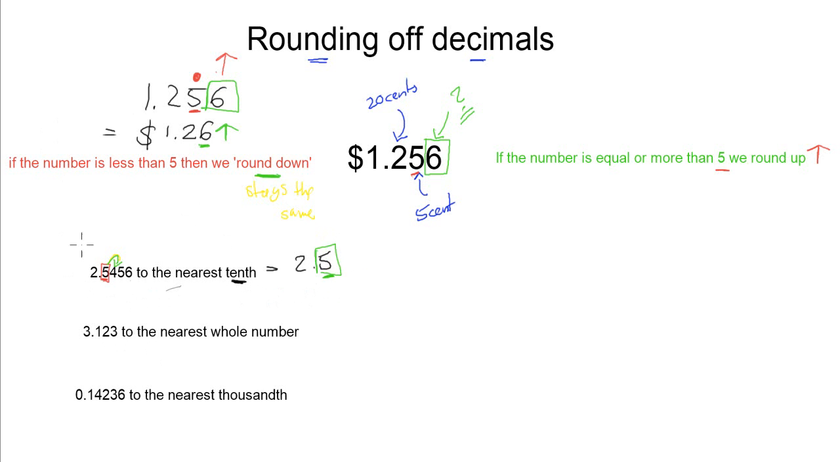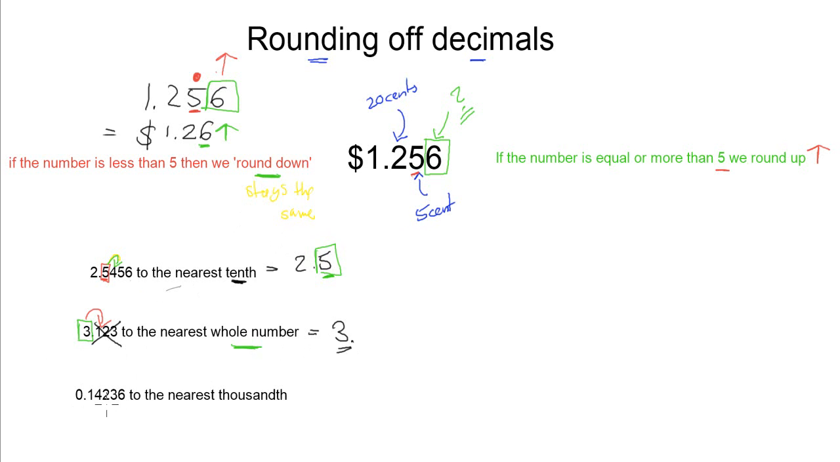Alright, so how about 3.123 to the nearest whole number? Remember, the whole number is the number before the decimal point. So we have to get to the nearest whole number. What's behind the whole number? In this case, we have a 1. So the same thing: if it's less than 5, we round down, which means the number stays the same. So 3.123 just becomes 3, because this is our nearest whole number, rounded down, since we haven't gone up. Rounding down means the number stays the same, but the rest of the decimals are gone. That's the idea of rounding down.